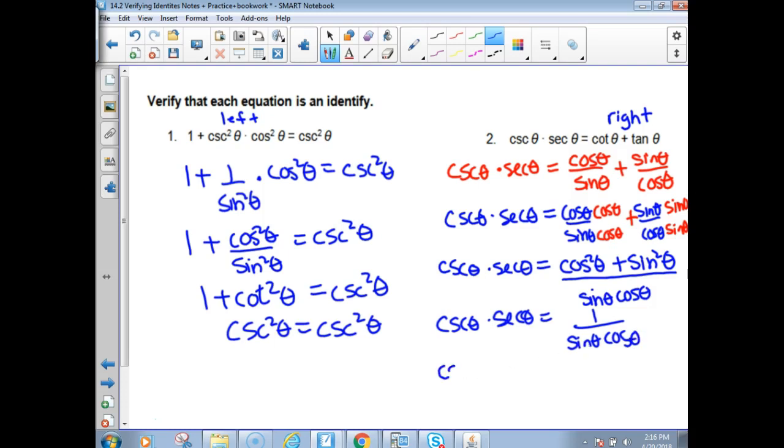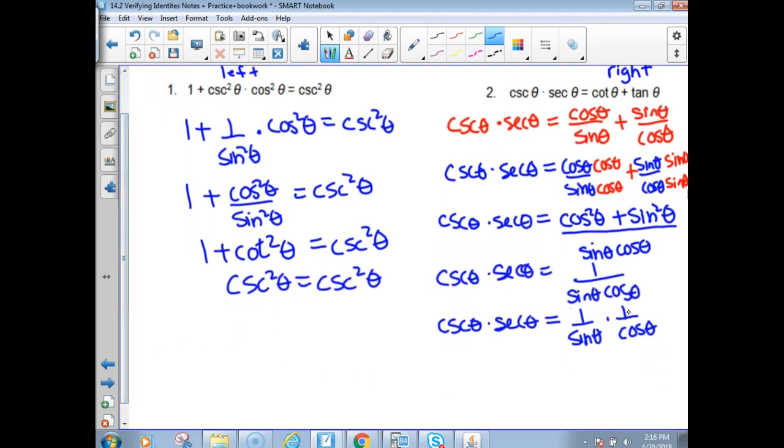Now, what you would need to show me is that you know that you could separate this into two fractions. 1 over the sine theta times 1 over the cosine theta. If you multiplied those, wouldn't you just get right back to what we had? Okay, so you can separate them. That's a property of fractions. And now you can verify that you realize the two sides are equal. So you have to write cosecant theta times secant theta equals cosecant theta times secant theta. And then you're done.